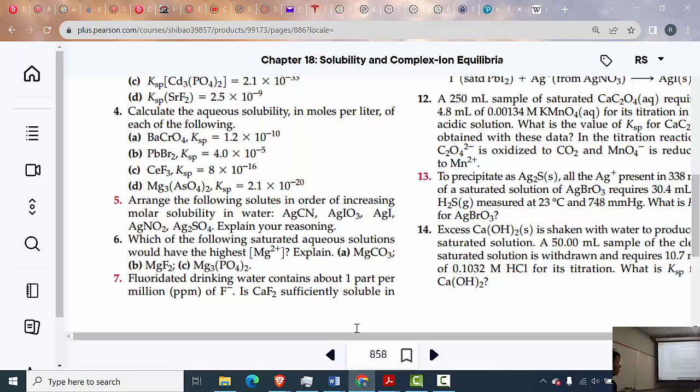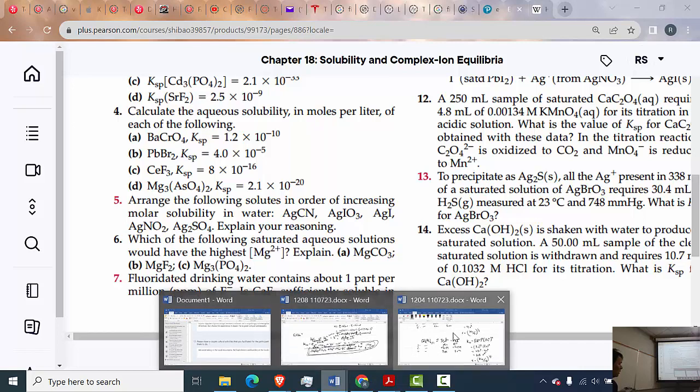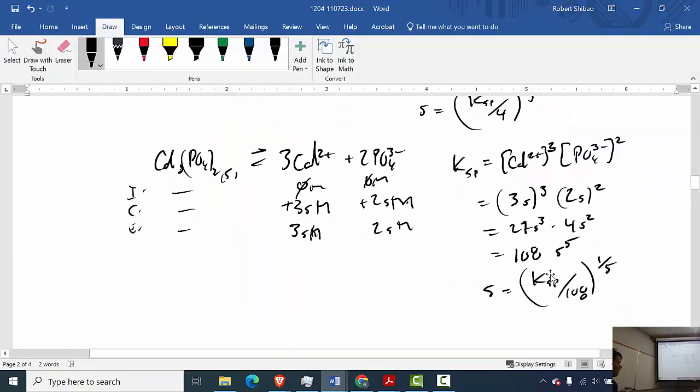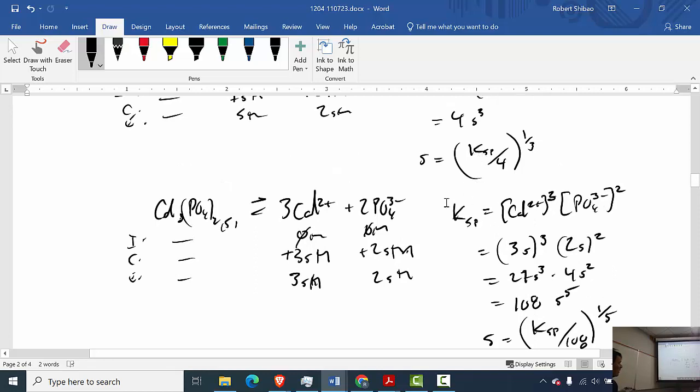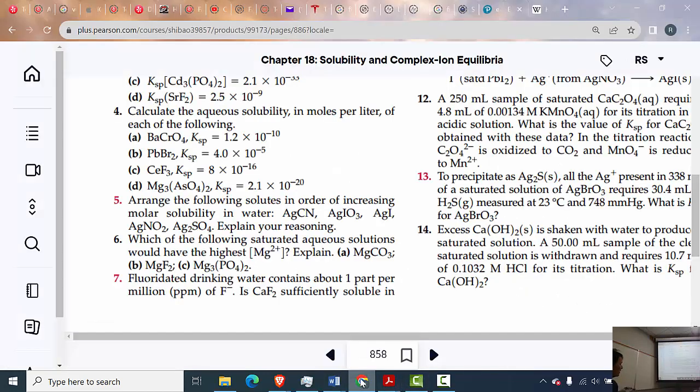Calculate the aqueous solubility in moles per liter. And so here we're just going to go ahead and calculate it. I didn't bring my calculator. We could calculate the aqueous solubility here. We just plug in KSP and then solve for it. Same thing here. Plug in KSP, solve for it. So that's what these are about.